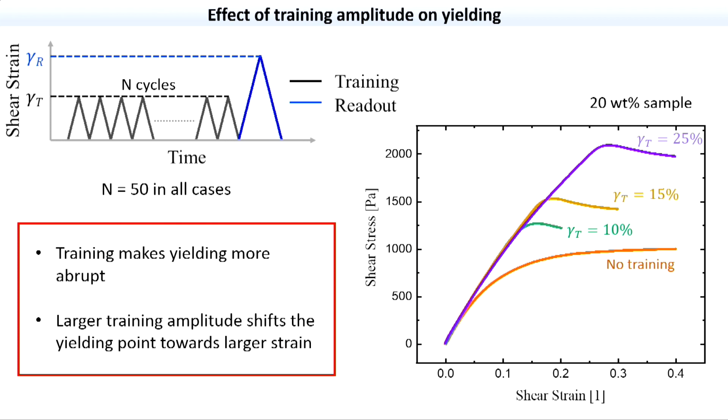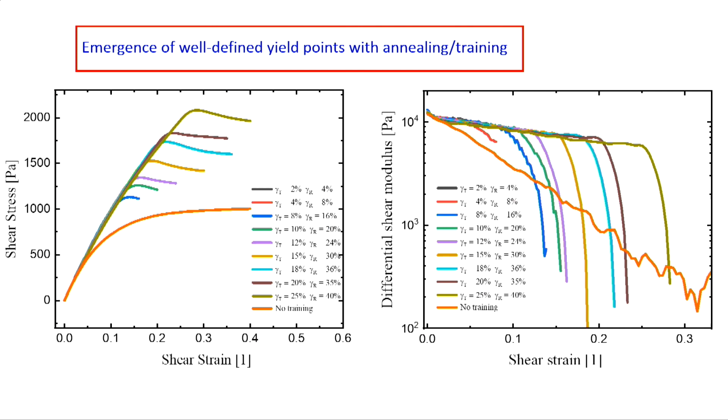That training makes yielding more abrupt because, see, it was increasing and it is still increasing, but at a slower rate. But you see that in these cases it increases and then it starts to come down. And larger training amplitude shifts the yielding point towards larger strain. And it doesn't matter if you do it on the same sample or you load a new sample. This is followed. So these are all the curves, actually. I showed only a few.